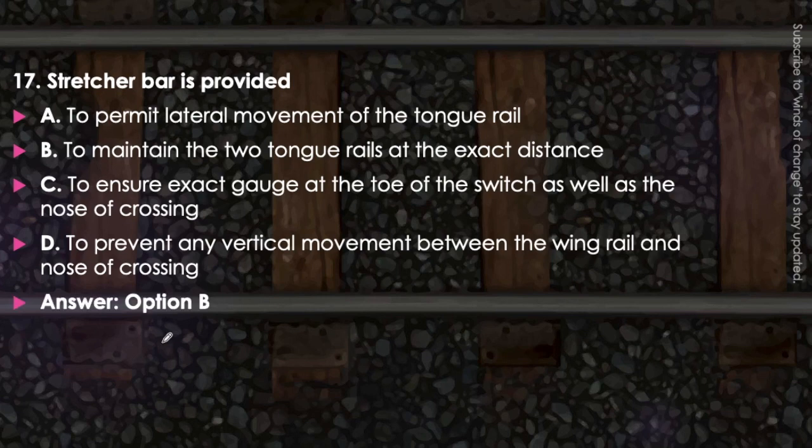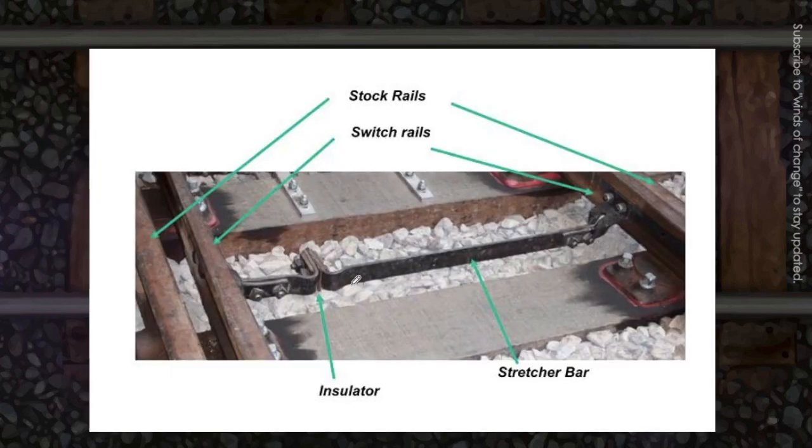It is being provided to maintain the two tongue rails at exact distance. Option B will be the correct answer. You can see here, these are the stretcher bars that will be provided. They connect these two tongue rails, so that the distance between these two is maintained.